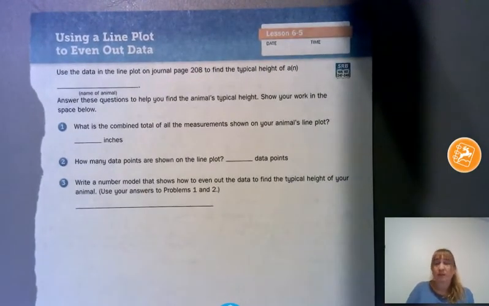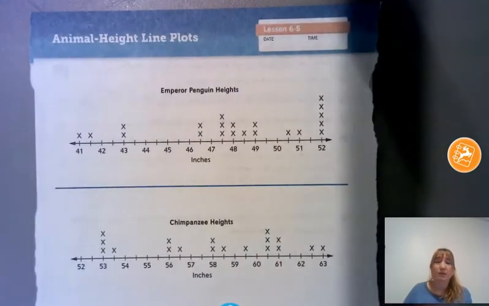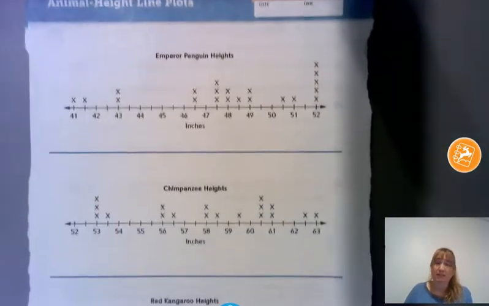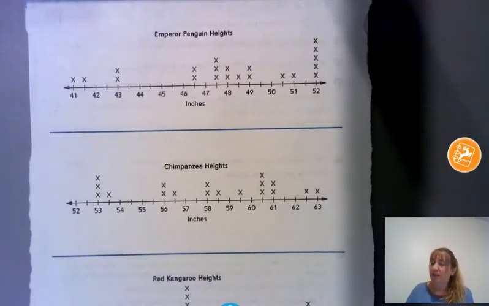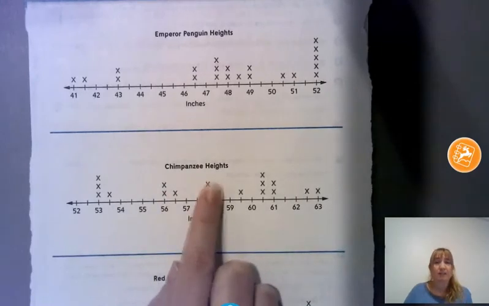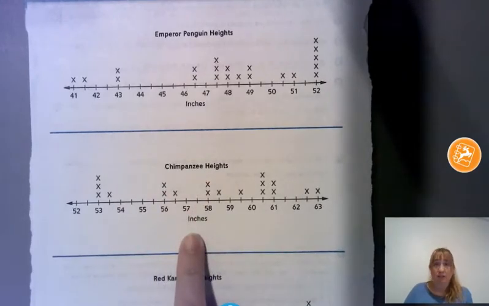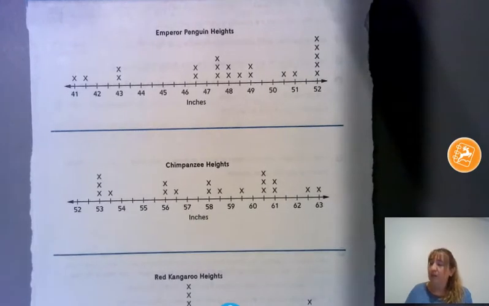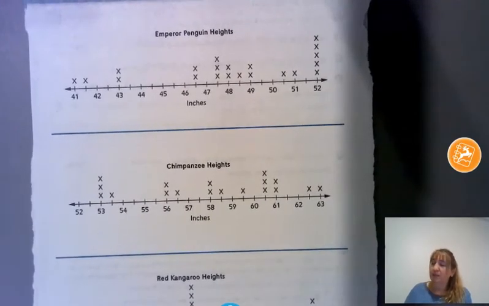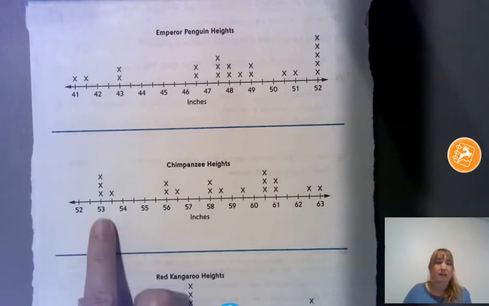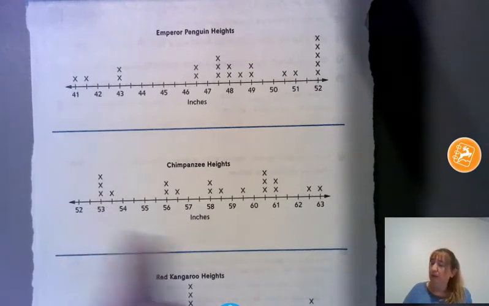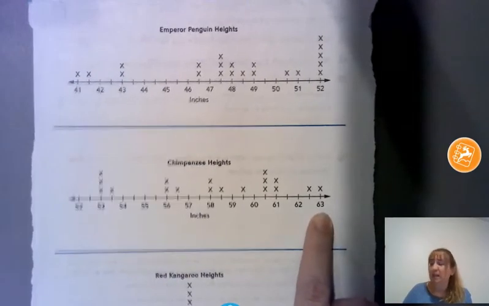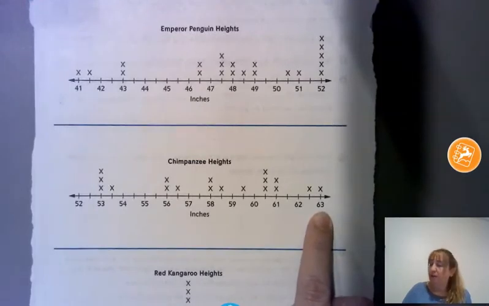So for the purpose of today, let's work with chimpanzees, okay? Because they're cute. We're going to look at the line plot for chimpanzee heights. And this is measured in inches, so that's important to know. Just basically looking at that, we can see that the smallest chimpanzee is recorded at 53 inches, and there's three of them there. And we can see that our tallest chimpanzee came in at 63 inches over here.